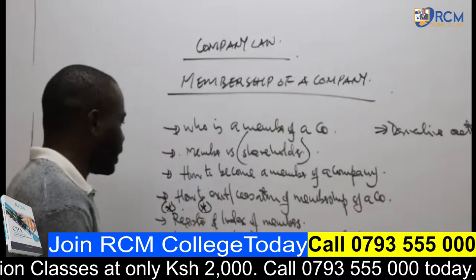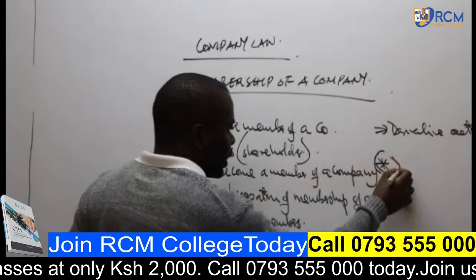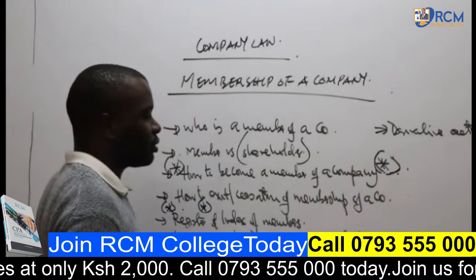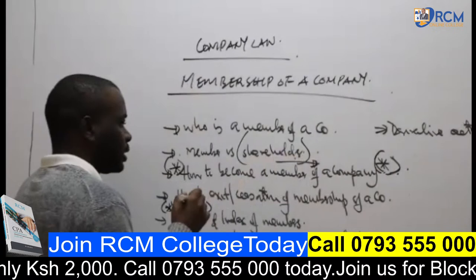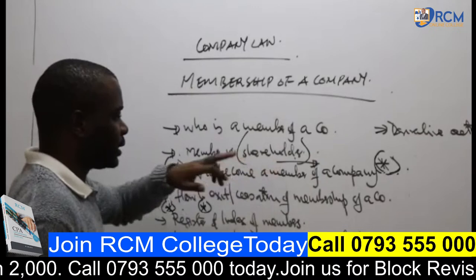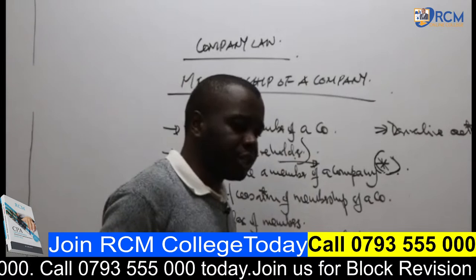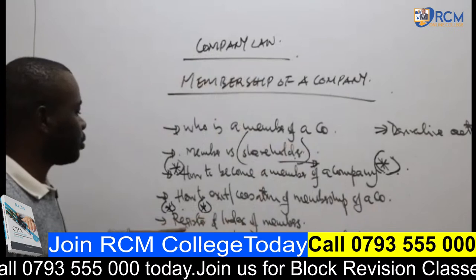If you look here, we are saying number three, what you're supposed to know: ways of how to become a member. You'll realize that most of those ways lead you to acquiring shares. Once you've acquired shares, you become the shareholder, then you become a member of the company. So these two terms are usually used interchangeably. A member of a company will be like the shareholder, and the shareholder will be a member of the company. Any shareholder of a company is a member of that company, and of course, his name will be included in the register of members of the company.